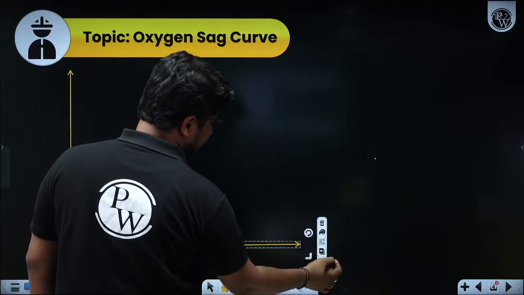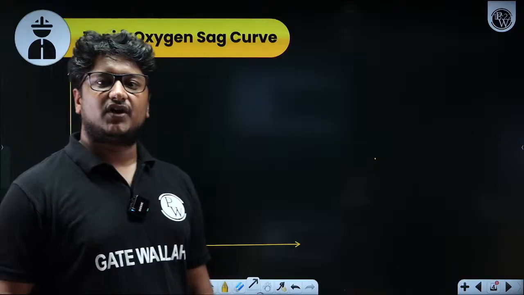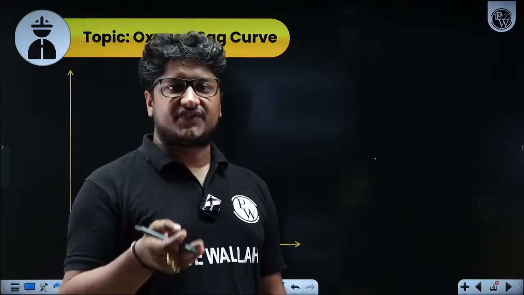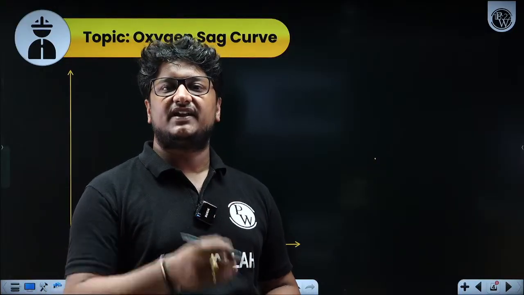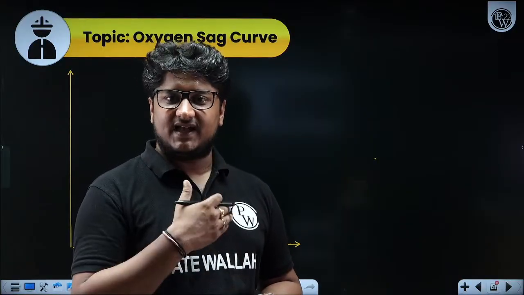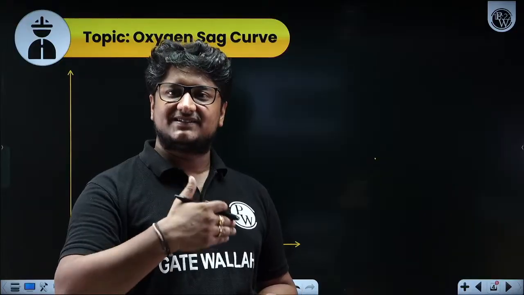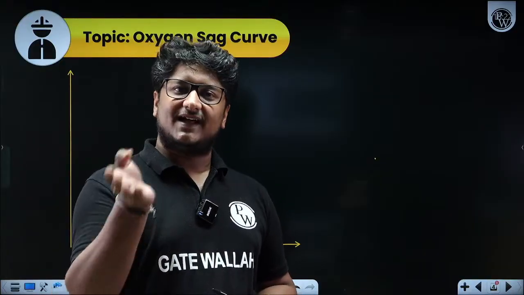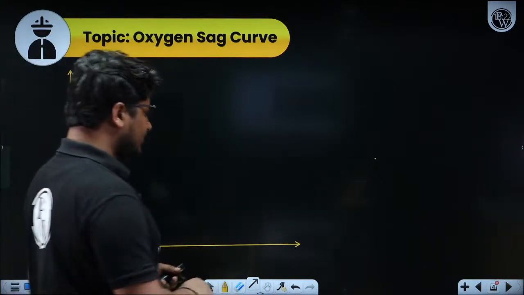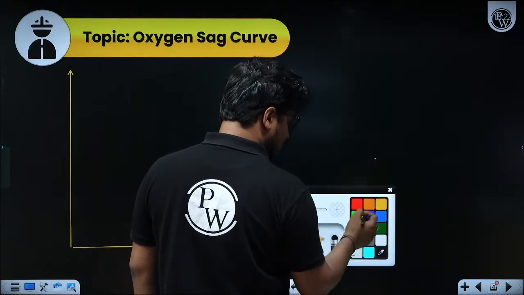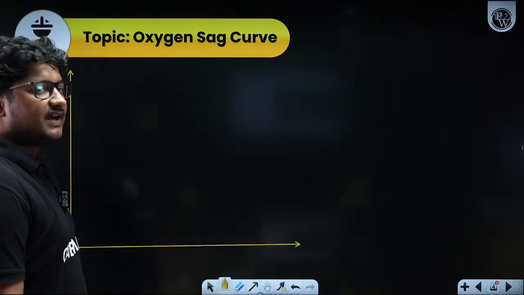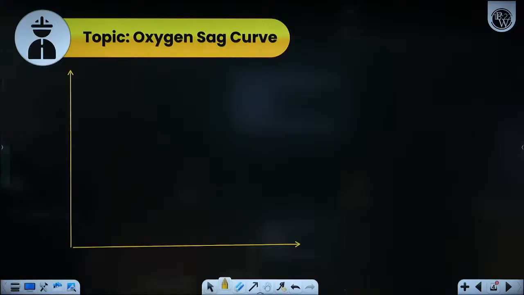Why deoxygenation? Because you are degrading organic matter. If organic matter is being degraded, these microorganisms definitely demand oxygen, and they take oxygen from the water itself. For that reason, the dissolved oxygen concentration in the river water goes down as the decomposition progresses. So one process is depletion of oxygen. Another process is reoxygenation. Let me draw both processes for you.